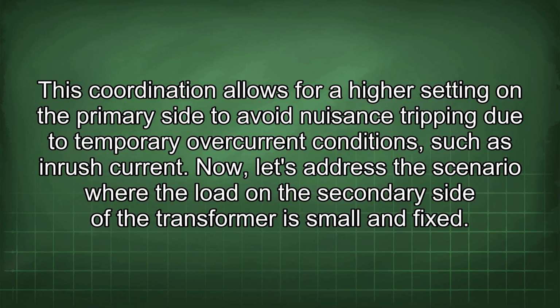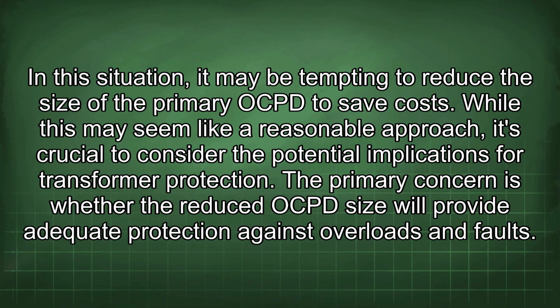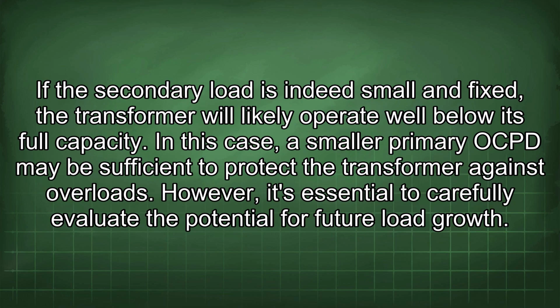Now let's address the scenario where the load on the secondary side of the transformer is small and fixed. In this situation, it may be tempting to reduce the size of the primary OCPD to save costs. While this may seem like a reasonable approach, it's crucial to consider the potential implications for transformer protection. The primary concern is whether the reduced OCPD size will provide adequate protection against overloads and faults. If the secondary load is indeed small and fixed, the transformer will likely operate well below its full capacity. In this case, a smaller primary OCPD may be sufficient to protect the transformer against overloads.